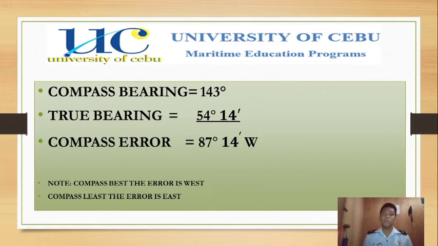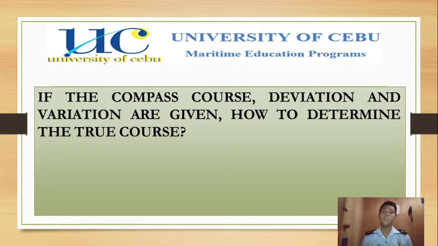So the fourth one: if the compass course, deviation and variation are given, how do we determine the true course? In order to get the true bearing, we must use the correcting method, which is CDMVT, or "Can Dead Men Vote Twice At Elections". We must always take note that we need to add if it is in the east and subtract if it is in the west.